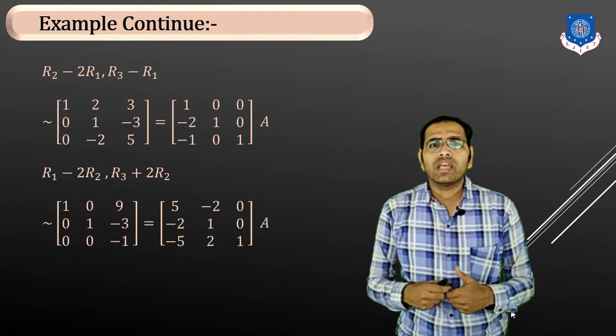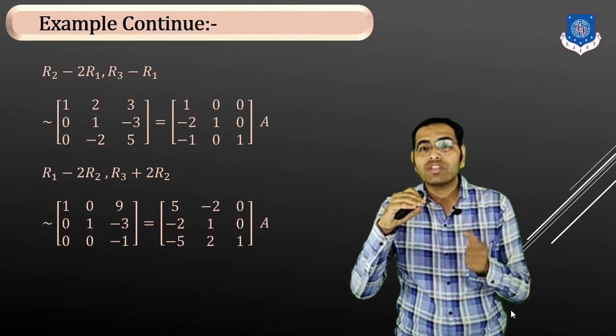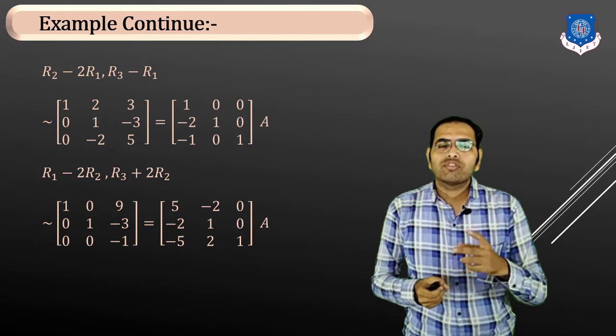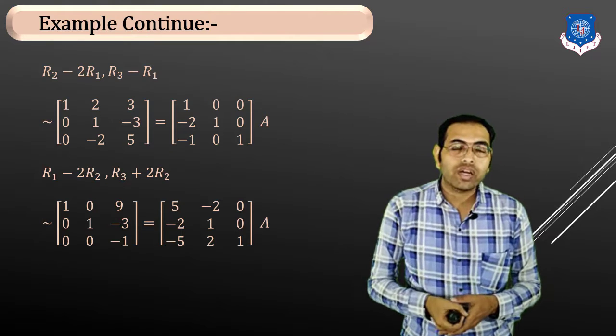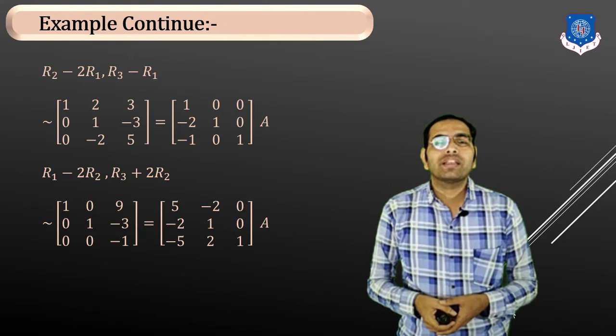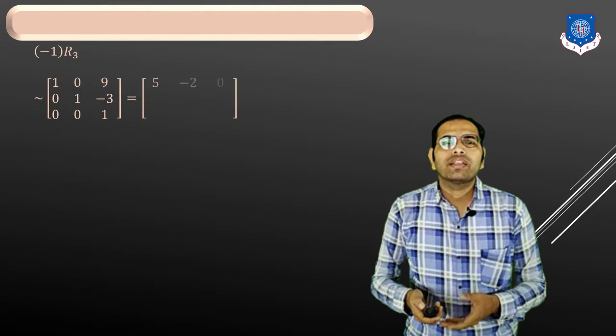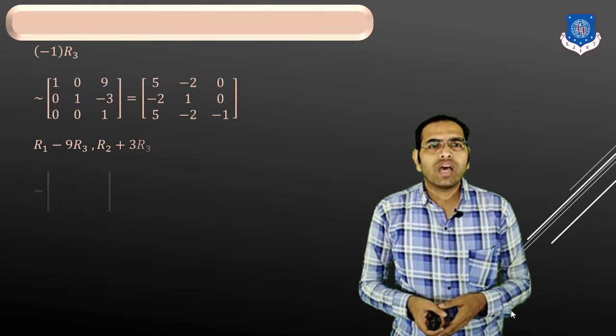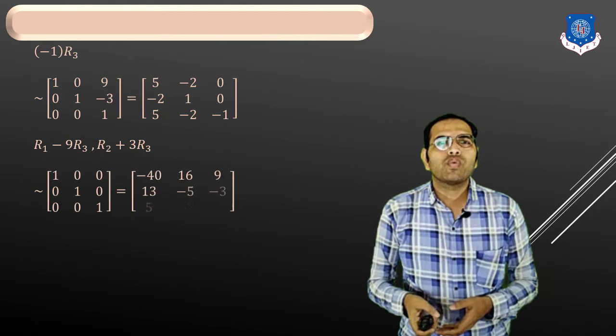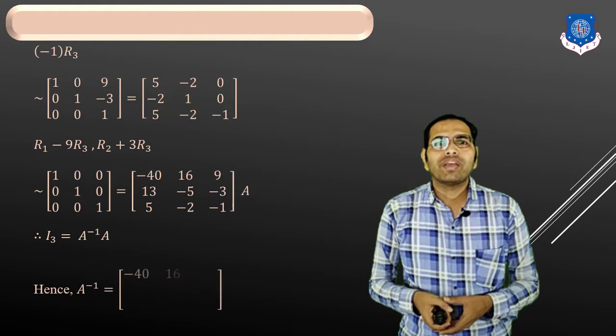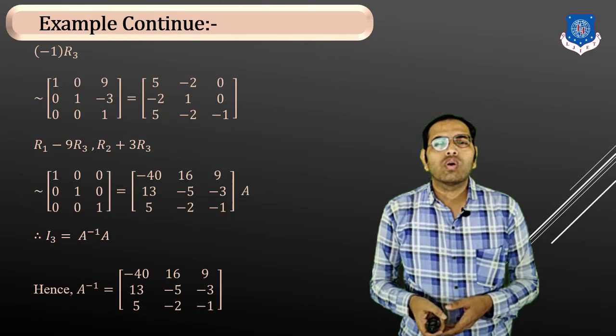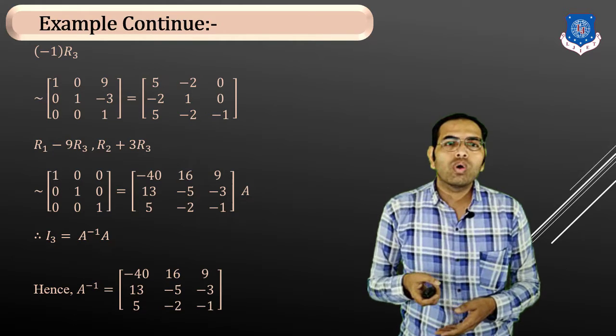Now in the third row, the first non-zero element is minus 1. To make it 1, we multiply the third row by minus 1, and that will give you [1 0 9; 0 1 -3; 0 0 1] = [5 -2 0; -2 1 0; 5 -2 -1] into A.